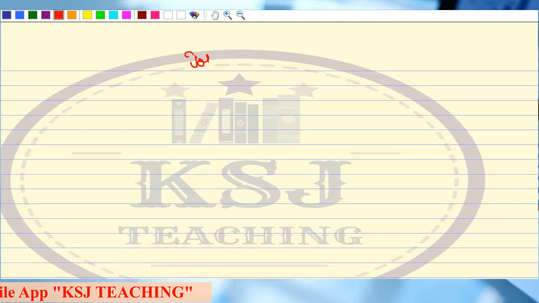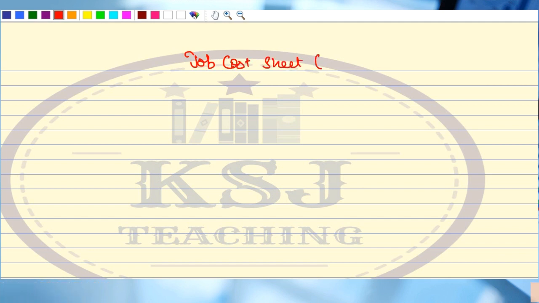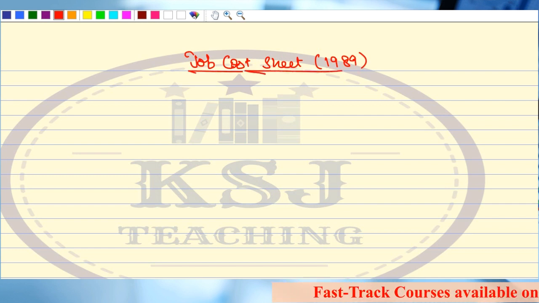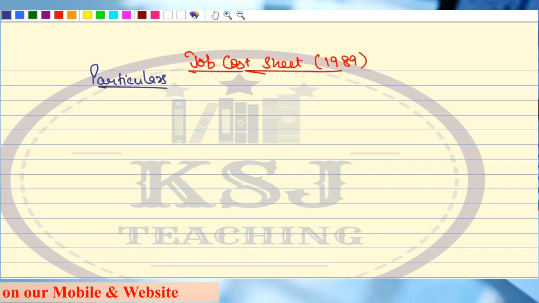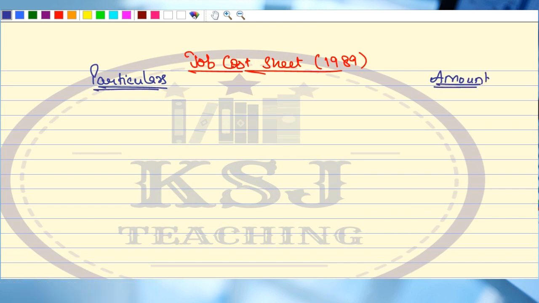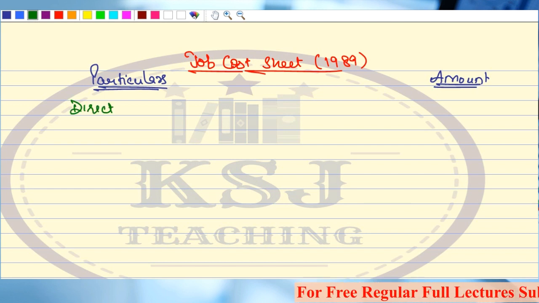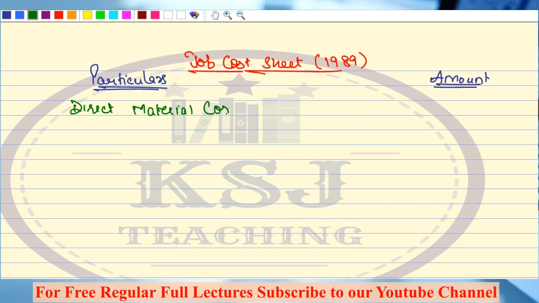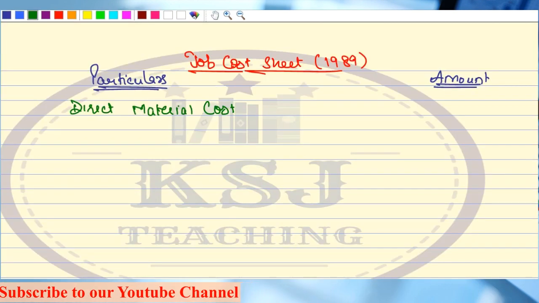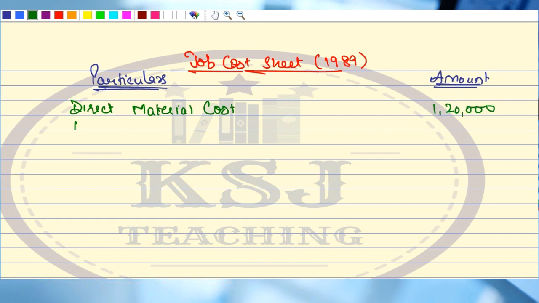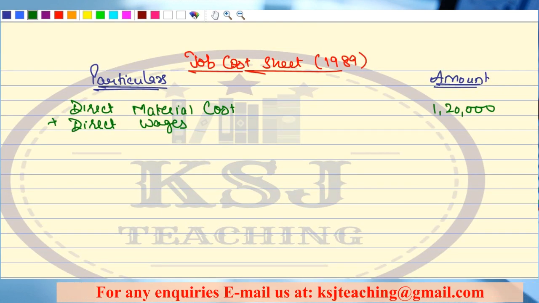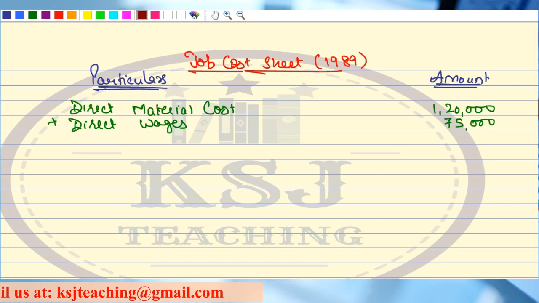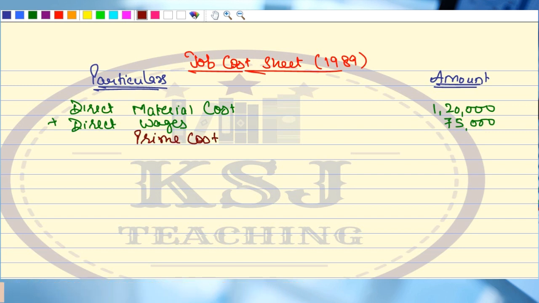We'll say job cost sheet for 1989. That is the next year, right? Great, sir. So we are going to have particulars and amount. First is direct material cost. It is given to us as 120,000, right? Direct wages or labor cost. That is given as 75,000, right? So what will be my prime cost from here? That is 1,95,000. Any doubts up till this point?